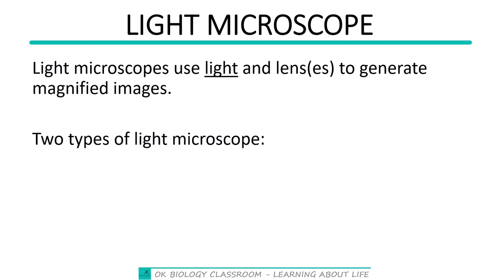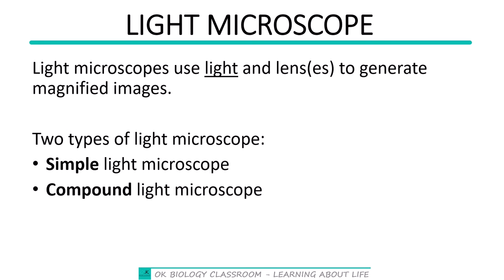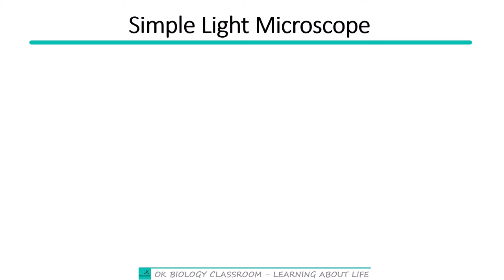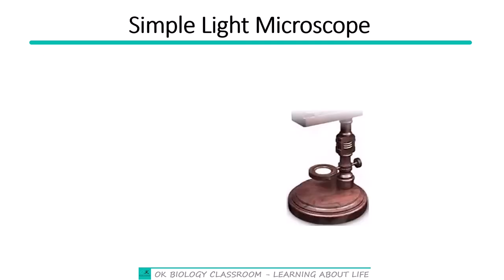And for light microscopes too, we can talk about two types of them. We have the simple light microscope and then the compound light microscope. Why do we refer to one as simple and the other as compound? Although they are all light microscope, meaning that they all use light. So let's start by looking at the simple light microscope.